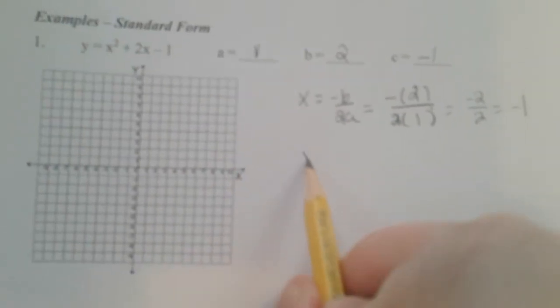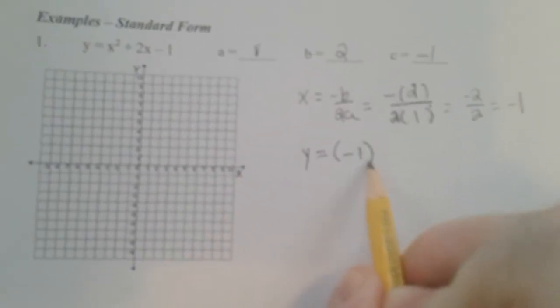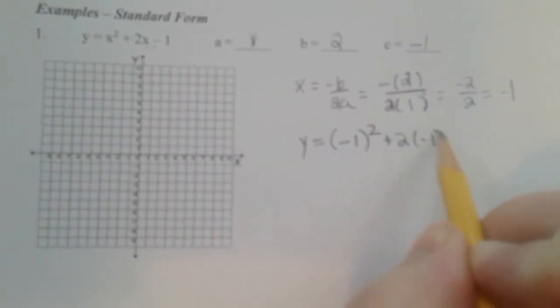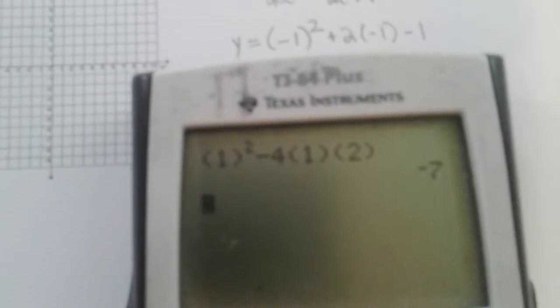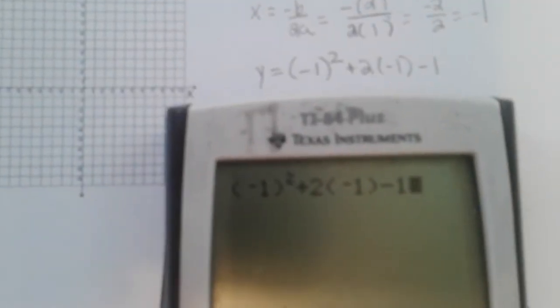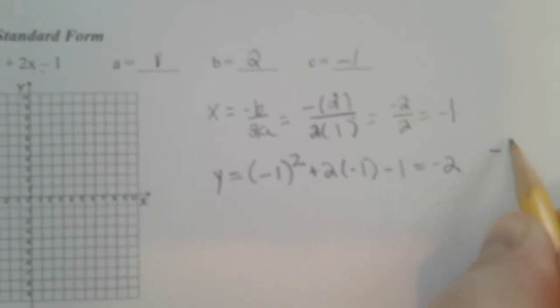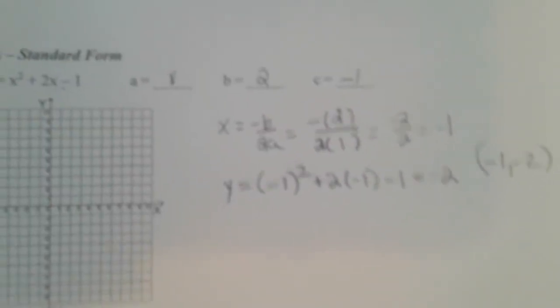To find the y coordinate, we need to plug that in. So that would be -1 into our original equation, plus 2 times -1 minus 1. Now, if you have a graphing calculator handy, or a calculator in general, you can enter this in, but you need to use the parentheses. So -1 squared plus 2 times -1, and then minus 1. Okay, and I type that in, and you can see we get -2. So our y-coordinate is -2. That means the vertex of my graph is -1, -2.